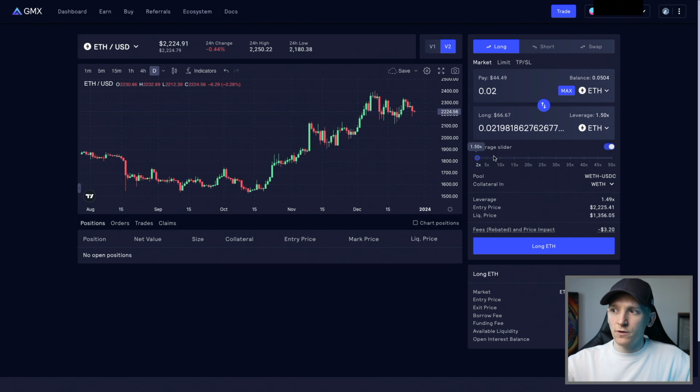So I'll just show you with no leverage as an example. So what we can see here is wrapped ETH that we're using as collateral. I am spending this ETH that I've got in my Arbitrum account. I have to pay gas with that anyway. Long ETH.